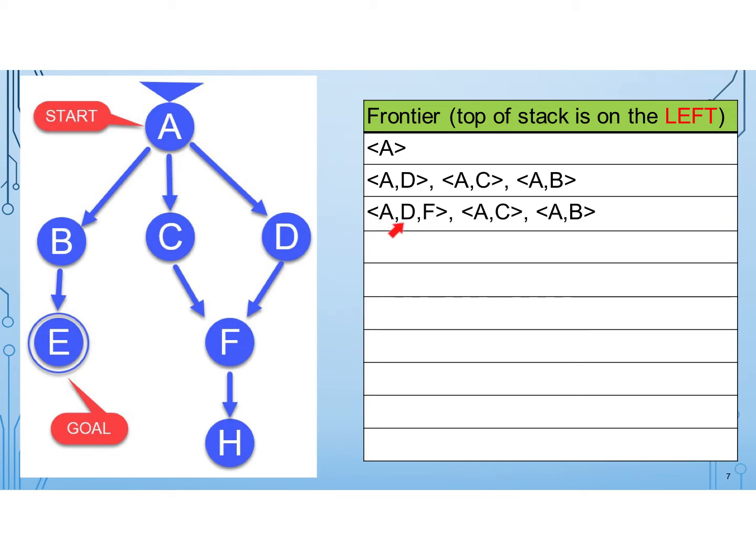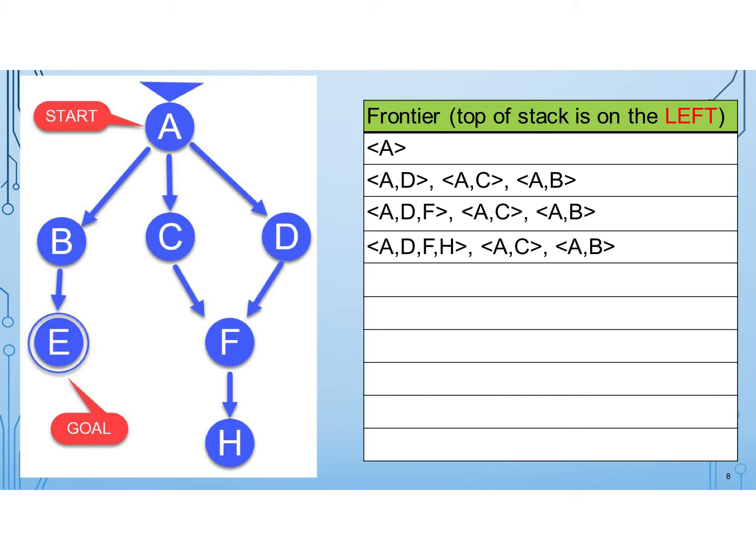So here's ADF. We pop this off the stack and say, is F one of the goal states? No. In this case we only have one goal state, but really we're just asking, is F a goal state? Then we look at its neighbors, which some people call the successors of F. We call them the neighbors. Only one neighbor, H, so we're going to push back ADFH.